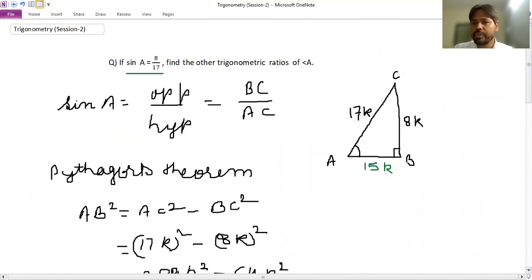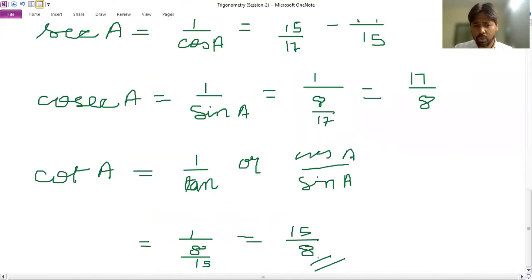For that, what we can do is apply the trigonometric ratios with the corresponding sides, and then find the remaining side of the right angle triangle by applying the Pythagoras theorem, and then finally we will reach the goal of finding all the trigonometric ratios.